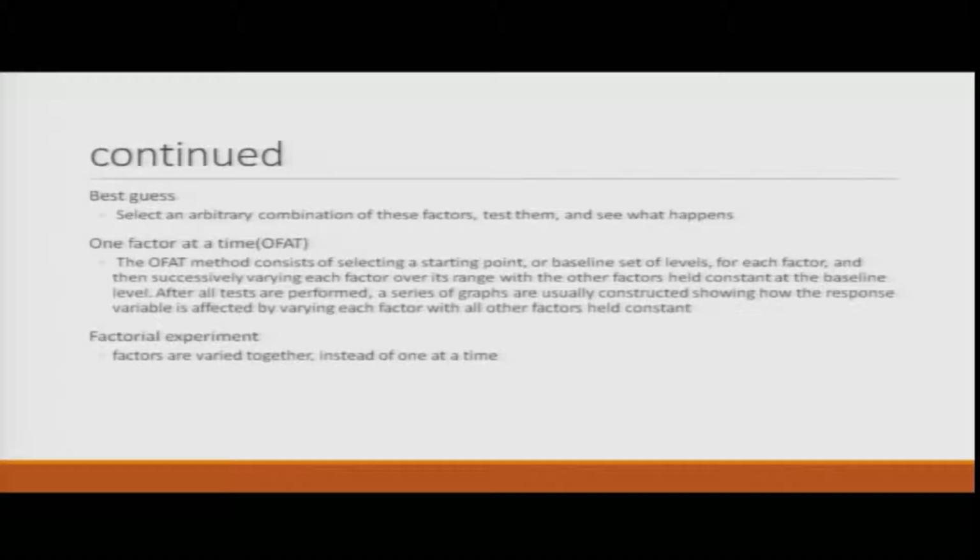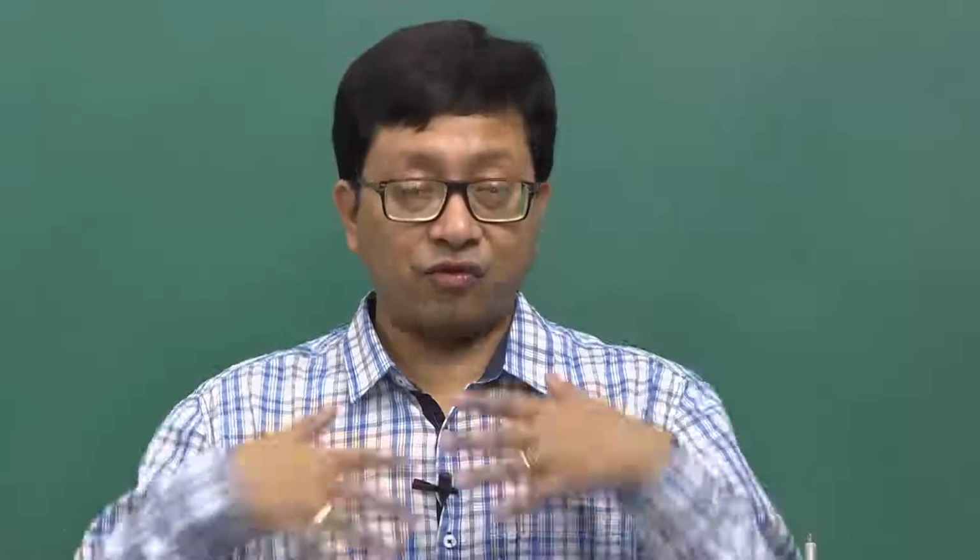So, when we do that, you will be constructing a study showing how the response variables are affected by varying each factor, with all the other factors held constant. When you do that, it is a factorial experimentation, where factors are varied together instead of one at a time. They are varied together in such a way that you are able to understand the collective overall effect on the response.